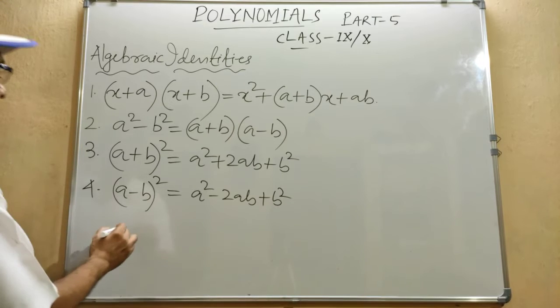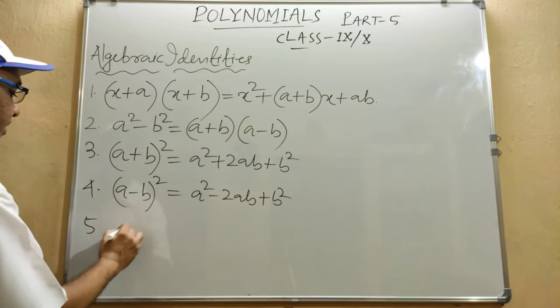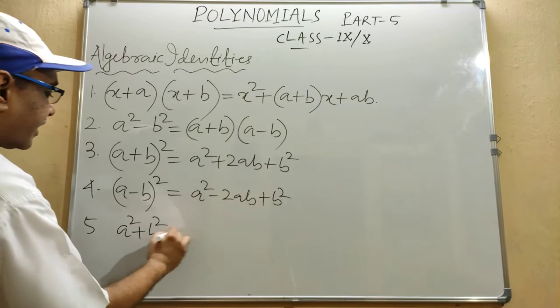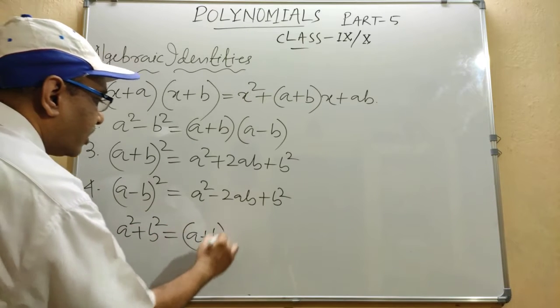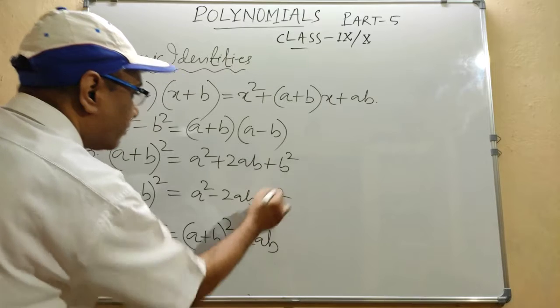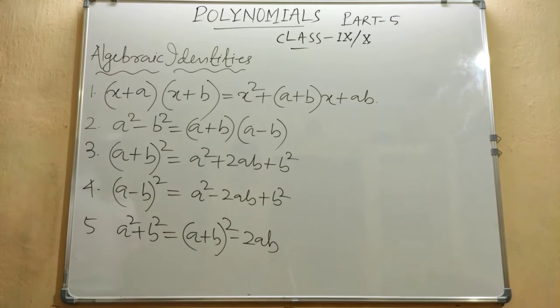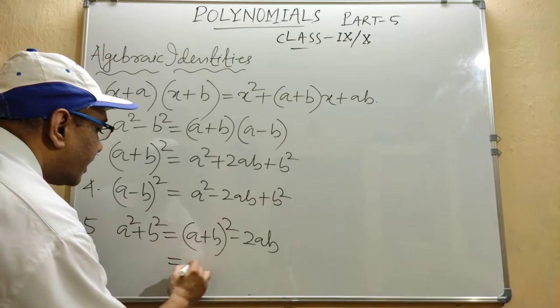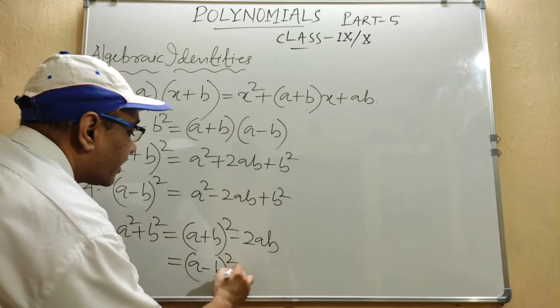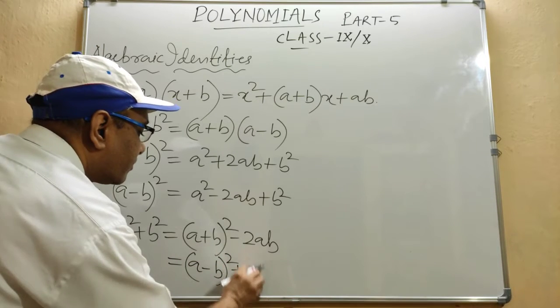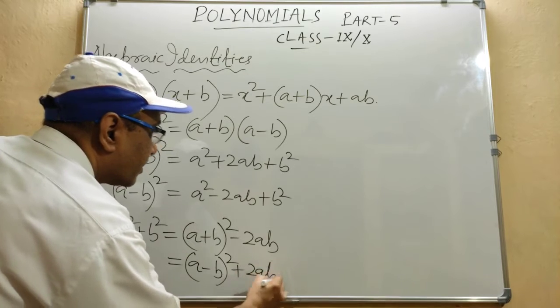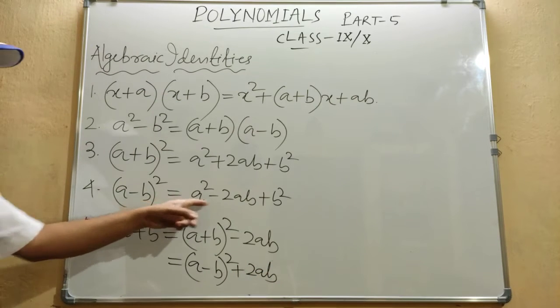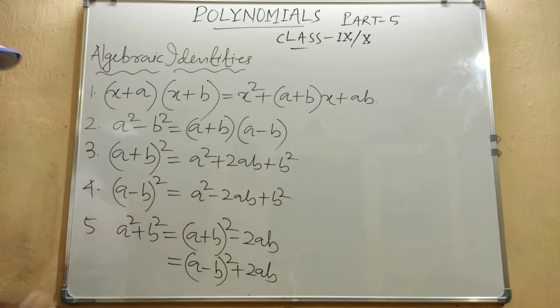So from here only you can write a square plus b square as (a + b) whole square minus 2ab. Or you can also write it as (a - b) whole square, and then it is plus 2ab. Is it all right? From here, a square plus b square is (a - b) whole square plus 2ab. So these things we know.